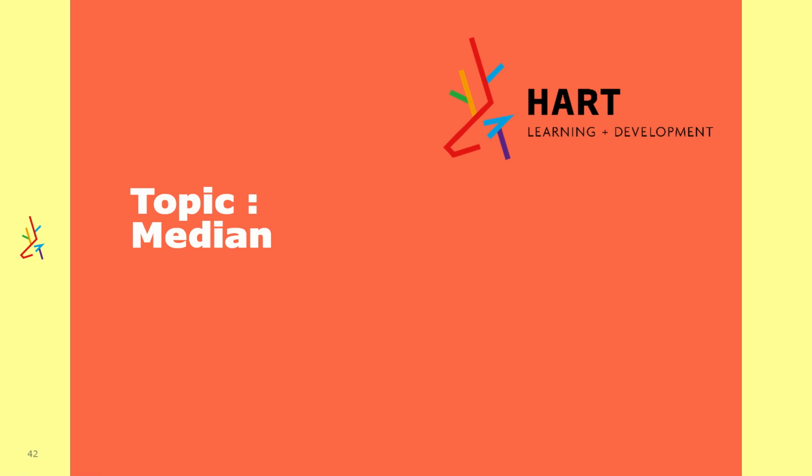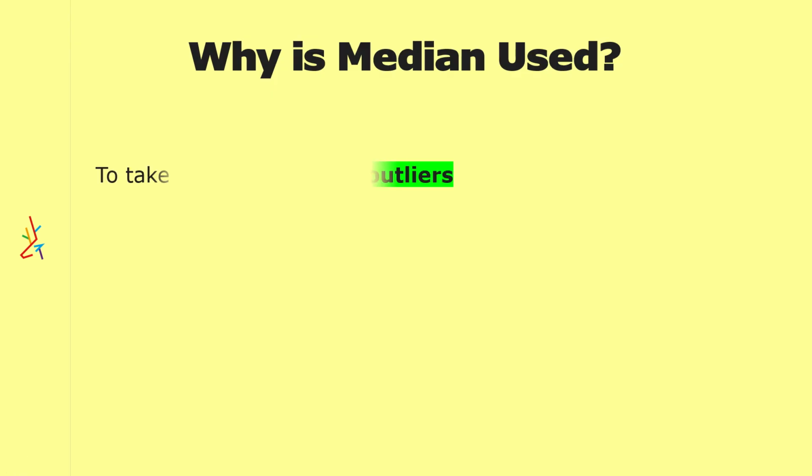In this video we're going to look at median. First question we need to ask ourselves is, why is the median used? Because there's a load of averages in maths, but people don't know the reasons why they're used. So it takes into consideration outliers. Outliers is the maths word. Let me show you what that means.